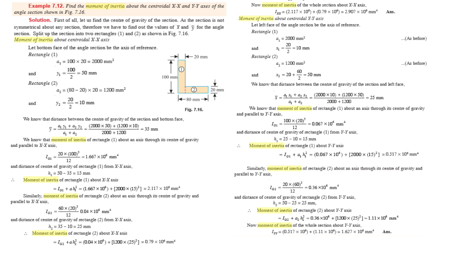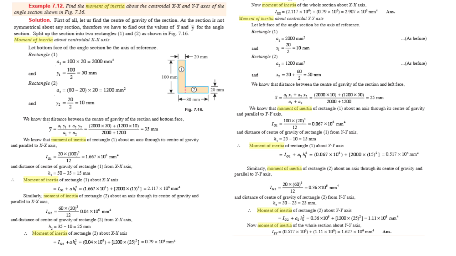The moment of inertia of rectangle section 2 about the x-axis is equal to Ig2 plus area 2 into h2 square, which is equal to 0.04 into 10 to the power of 6 plus area 1200 into h2 square equal to 25 square, which is equal to 0.79 into 10 to the power of 6 mm power 4. Now the moment of inertia of the whole section about the x-axis: Ixx is equal to Ig1 plus Ig2. So 2.117 into 10 to the power of 6 plus 0.79 into 10 to the power of 6 is equal to 2.907 into 10 to the power of 6 mm power 4.